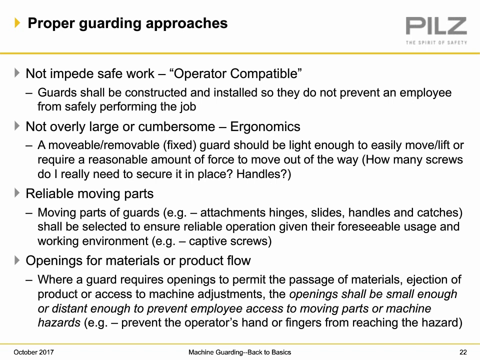Openings for materials or product flow. We talked about this a little earlier. When a guard requires openings to permit a passage of materials, ejection of product, or access to machine adjustment, the opening shall be small enough or distance enough to prevent employee access to moving parts or machine hazards, preventing the operator's hand or finger from reaching the hazard. Again, this is just to clarify, this is standing on the work floor, on the platform, not from the standpoint of climbing up on a conveyor system. It's basically standing on the floor, reaching through an opening, whether it's parts going in, parts coming out. Where's the hazard? How far out do I need to provide that tunnel guard?